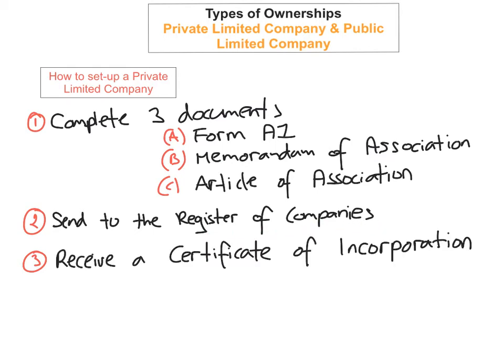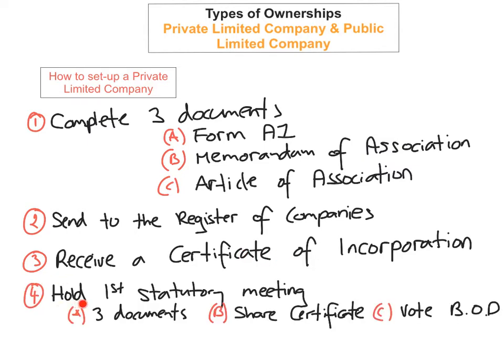The third step is that you receive a certificate of incorporation. That's if the Register of Companies is happy and satisfied with your completion of the 3 documents. You will then receive a certificate of incorporation, and this certificate of incorporation is an official license that your company is allowed to trade.